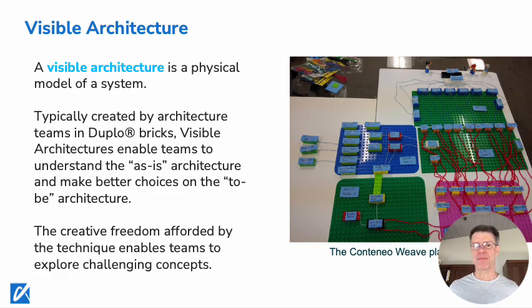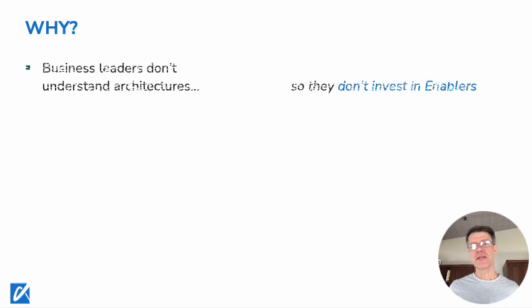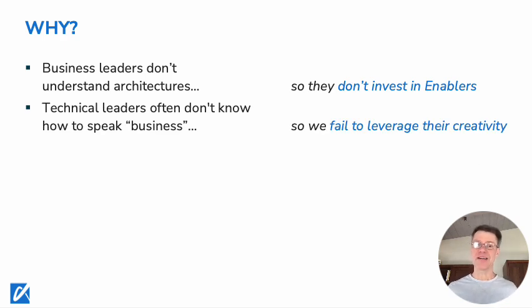Let's talk about that. Why should we do this in the first place? Well, we see a set of consistent problems. Business leaders really don't understand our technical architectures, which means they don't invest in enablers. And technical leaders often don't know how to speak business. So we fail to leverage the creativity of technical leaders from the business side because we're not sure of what they're saying and we're not sure how it relates to our business.